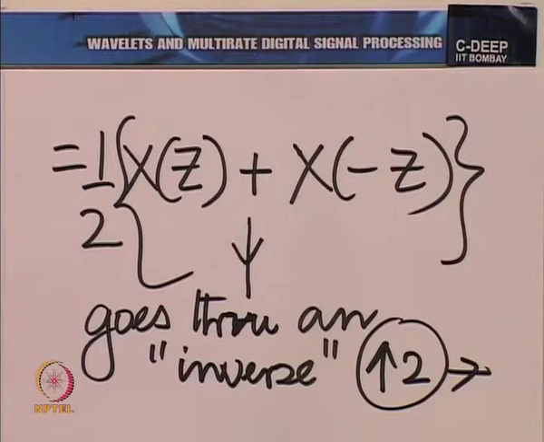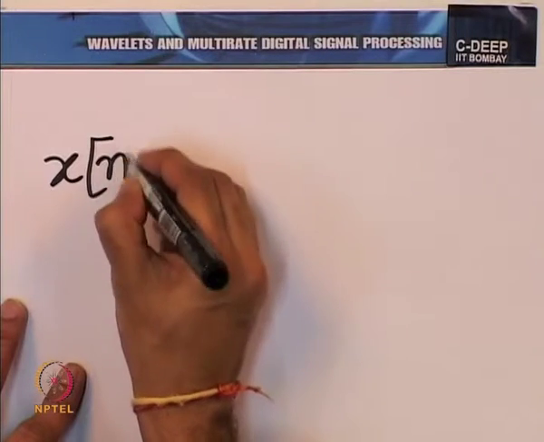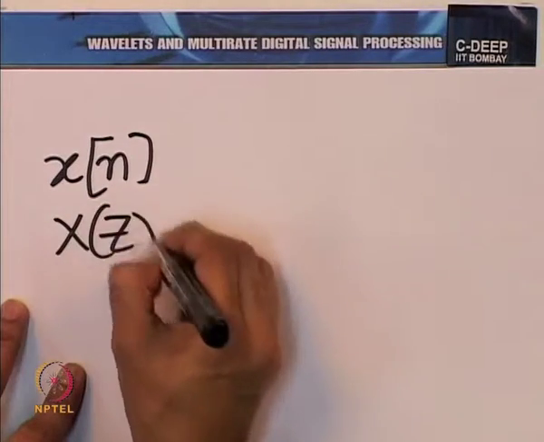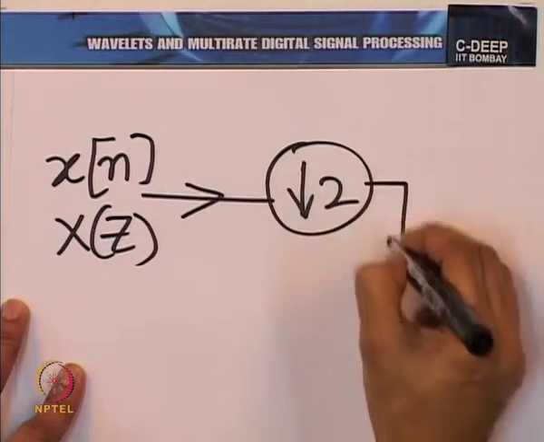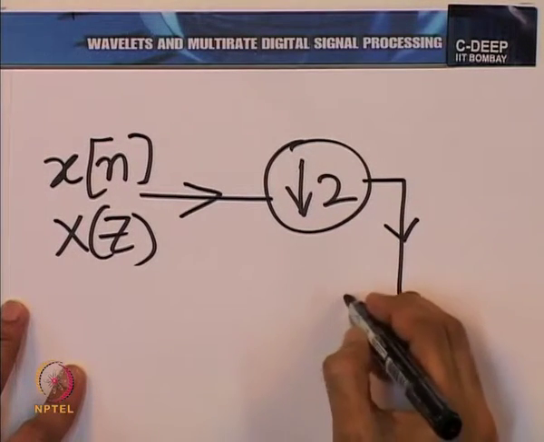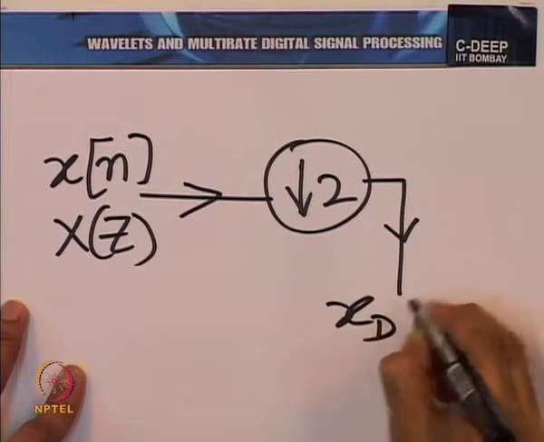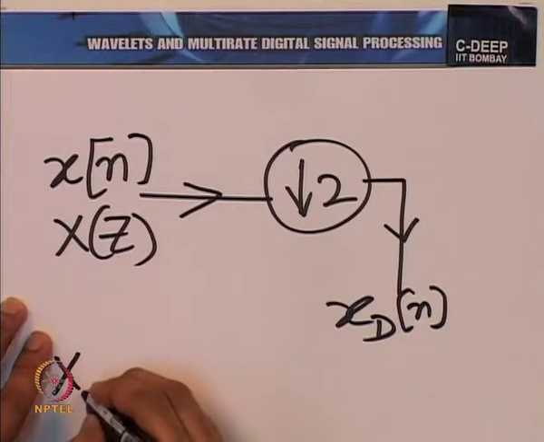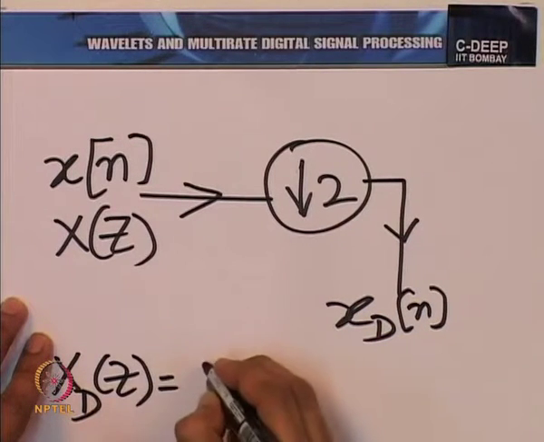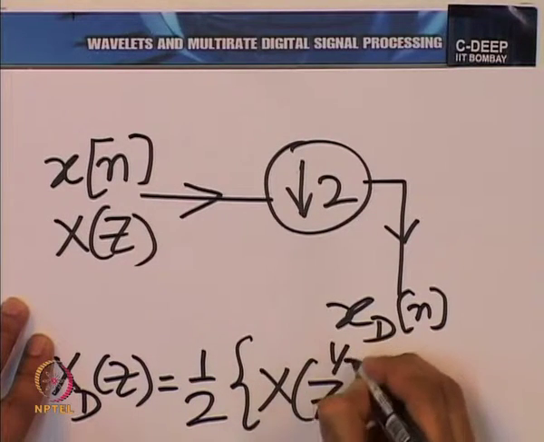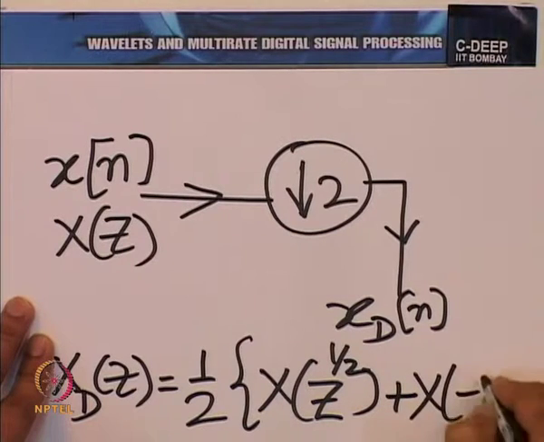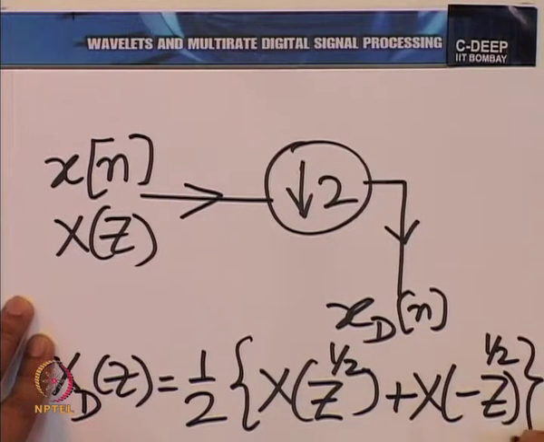And therefore, if we put these together, we have the final result: x[n] with z transform capital X of z, when it goes through a downsampling by 2, becomes in the z domain x_d[n] with the corresponding z transform given by half, X of z raised to the half plus X of minus z raised to the half.